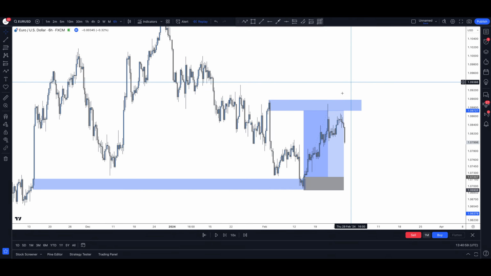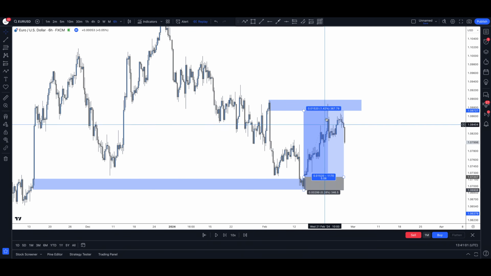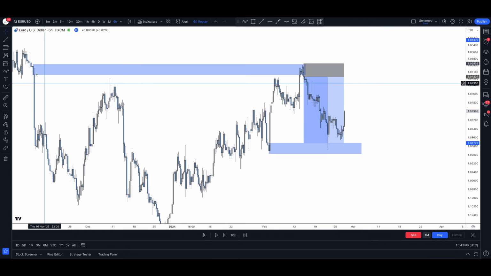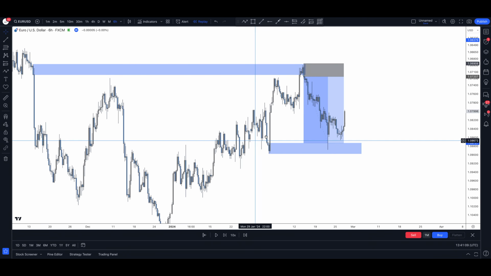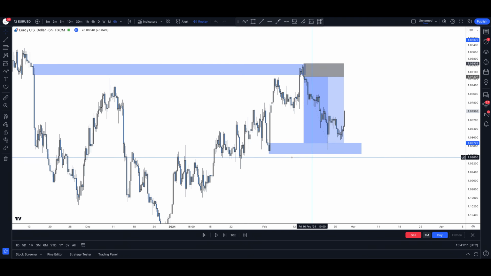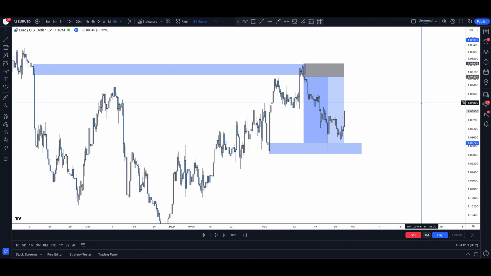So it's often a good idea to use supply zones as targets for buys when you're buying from demand. And on the flip side, if you're using supply to sell the market, demand zones can be a very good place to target to get out of your trades safely before market reversals.